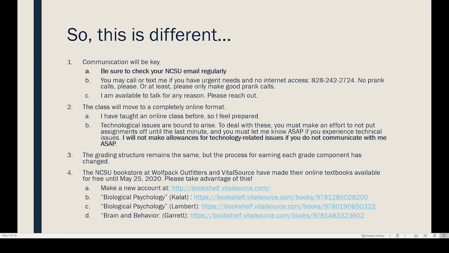So the 4 kind of important points as we move into this new era for these last 5 weeks. Number 1, communication will be key, and especially through email. So check your NC State emails regularly. You've seen that that's been important in the past week as I've had to make changes.